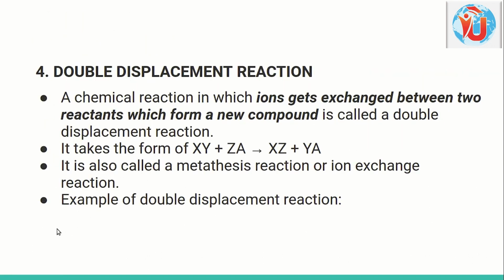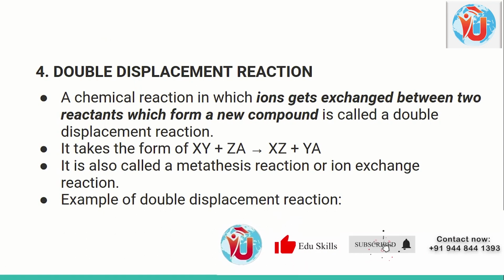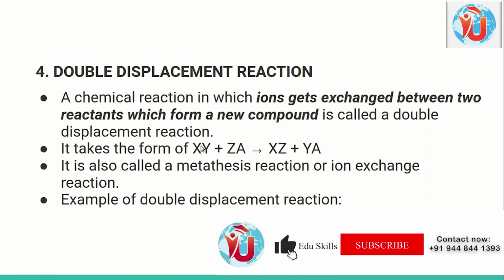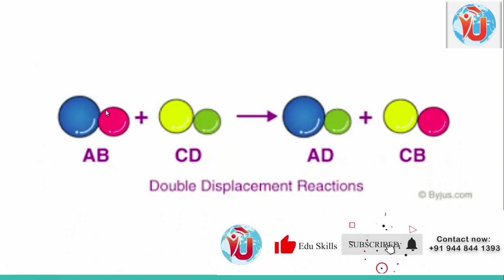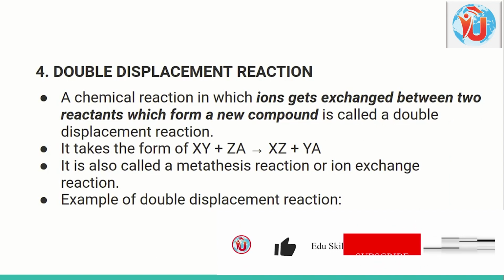Then the last type of reaction, that is double displacement reaction. A reaction in which ions get exchanged between two reactants to form new compounds is called a double displacement reaction. So it has the form XY plus ZA gives XZ plus YA. That is, X and A combine with each other to form XA and Y and Z combine with each other to form YZ. Exchange of ions takes place. So it is also called an ion exchange reaction or a metathesis reaction.